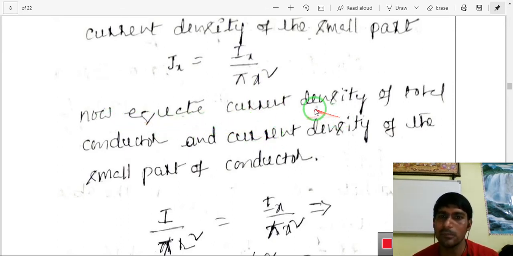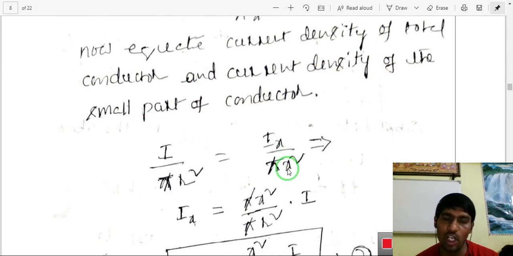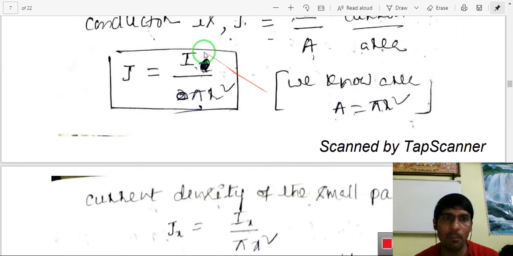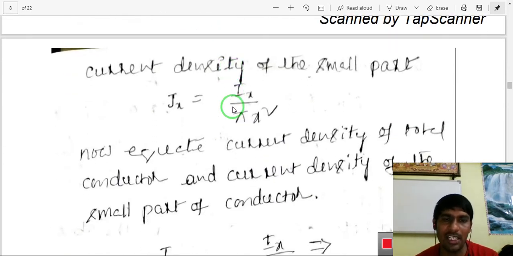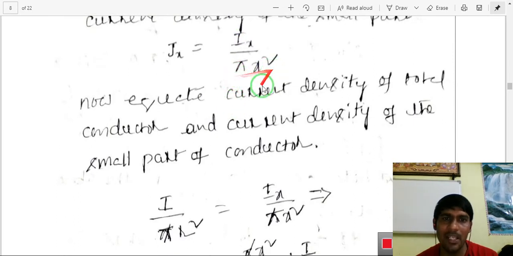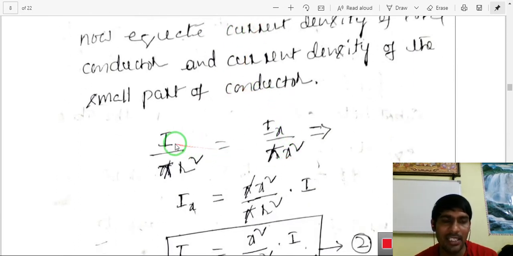Now equate the current density of the total conductor and the current density of the small part of the conductor. So total part equals small part, and we can equate those two equations. The total current density is I by pi r square. For the small part, the current density J_x equals I_x by pi x square. So I by pi r square equals I_x by pi x square, where the left side is the current density of the total conductor and the right side is that of the small part only.